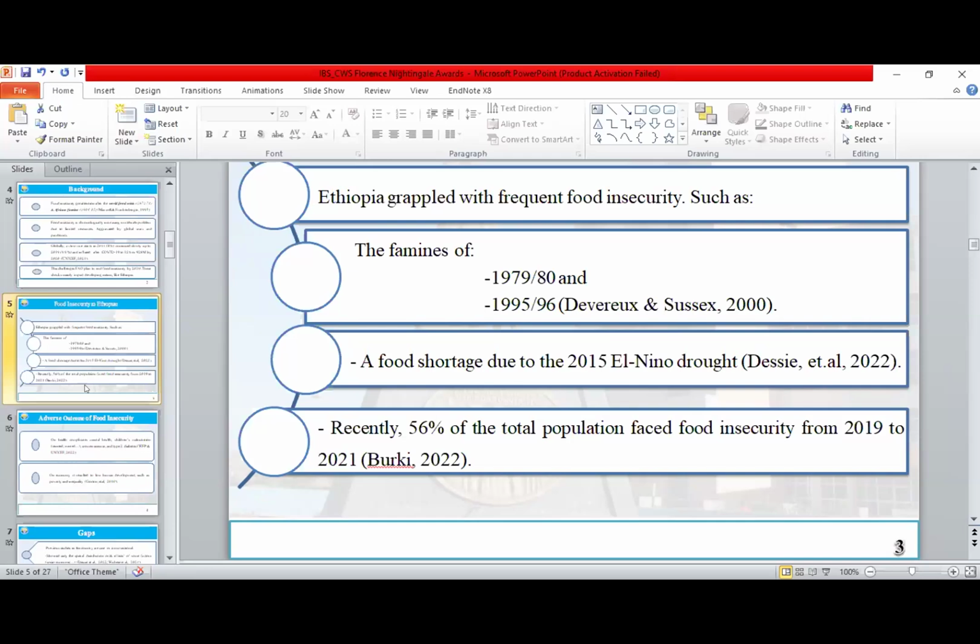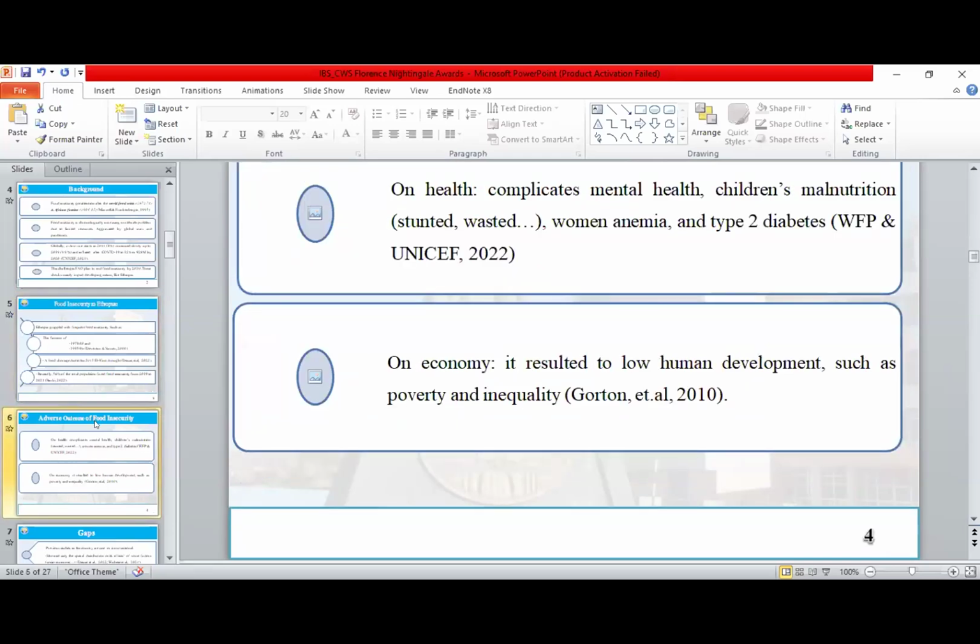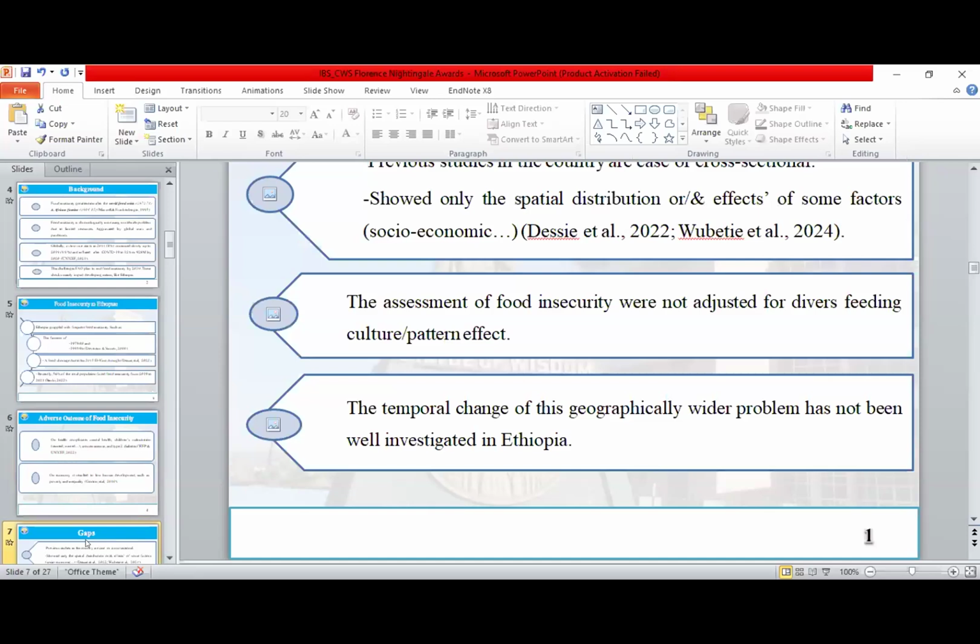2021, as Berkeley indicates. It has an adverse effect on health, like it complicates mental health, child malnutrition, woman anemia, and type 2 diabetes, as the World Food Programme reports. In addition, it also affects the economy, which results in low human development, such as poverty and inequality, as Garton indicates in 2010.